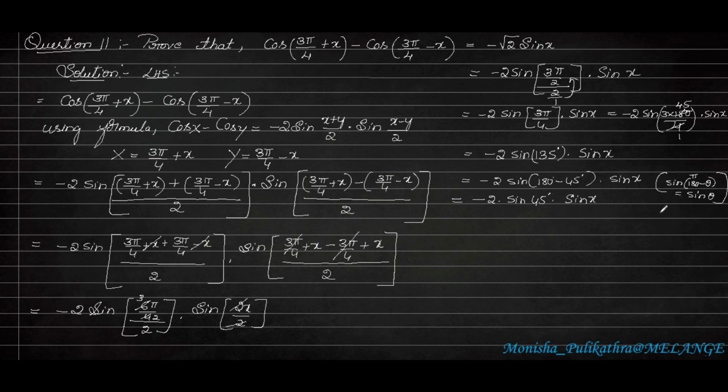So in the trigonometric table, the value of sine 45 is 1 by root 2. Okay, we can substitute in the place of sine 45. It is minus 2 into 1 by root 2 into sine x. But here we have to calculate and prove that it is minus root 2 sin x. If we simplify the whole thing, we have to get minus root 2 sin x. So root should come here.